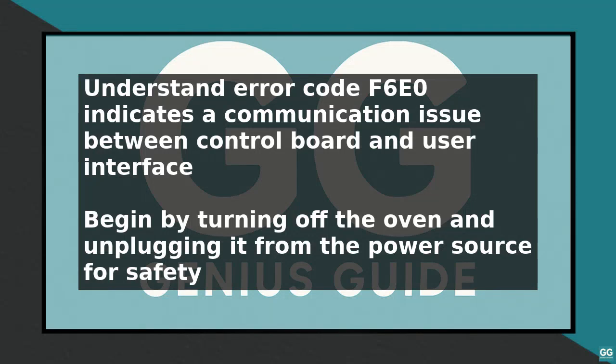To fix the KitchenAid oven error code F6E0, follow these steps. First, understand that this error code typically indicates a communication issue between the oven's control board and the user interface. Begin by turning off the oven and unplugging it from the power source to ensure your safety while working on the appliance. Next, check the wiring connections between the control board and the user interface.